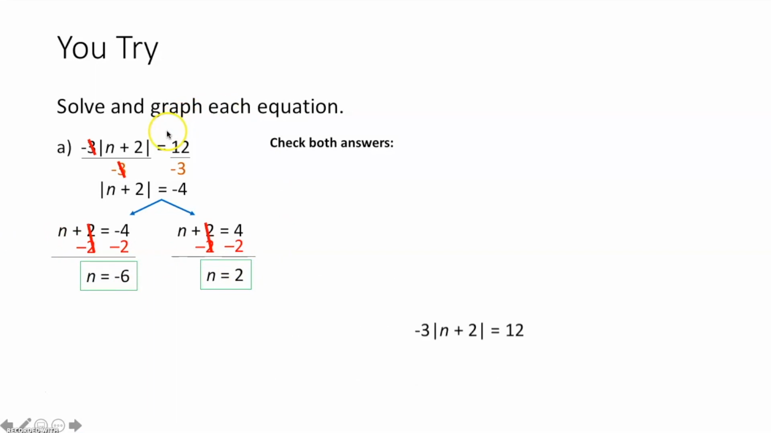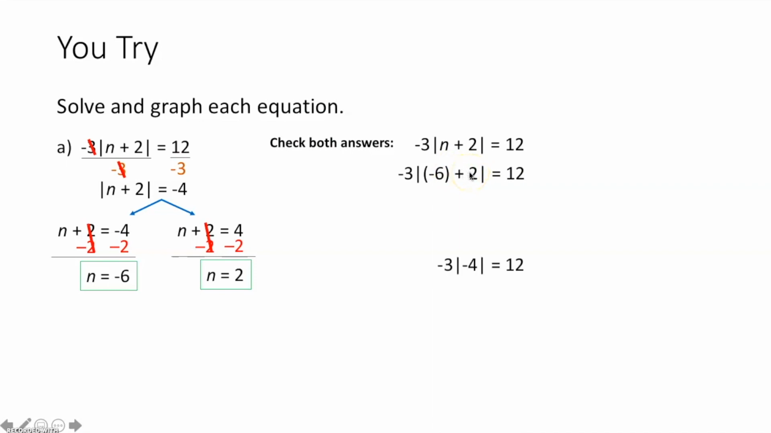We plug them back into the original absolute value equation for n, so I'm going to take -6, plug it in for n. What's -6 plus 2? That's going to be -4. And what's the absolute value of -4? That's +4. And what's 4 times -3? It's going to give you -12. So these are not the same. Therefore, this is not one of your possible answers.